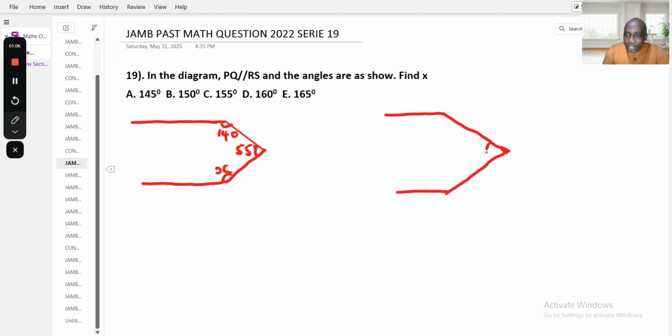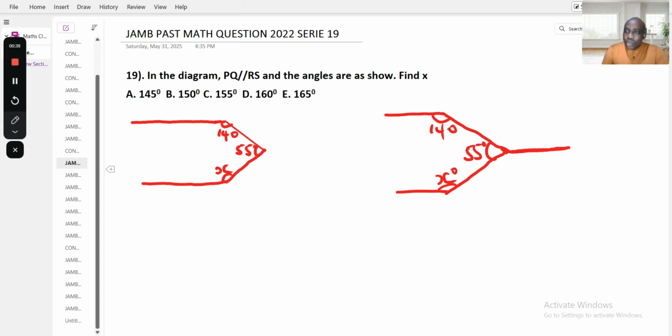We were told that this space is 55 degrees, and this space is 140 degrees, and this space is x degrees. Now let me form another line here, so that we see how we will get our answer.